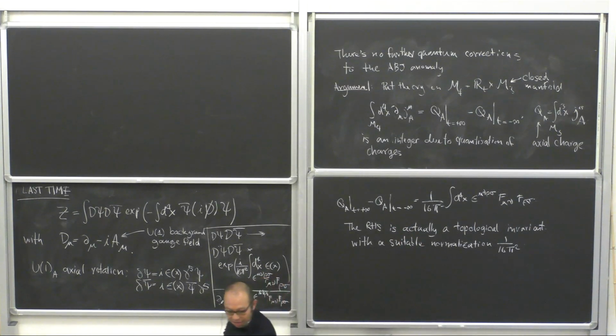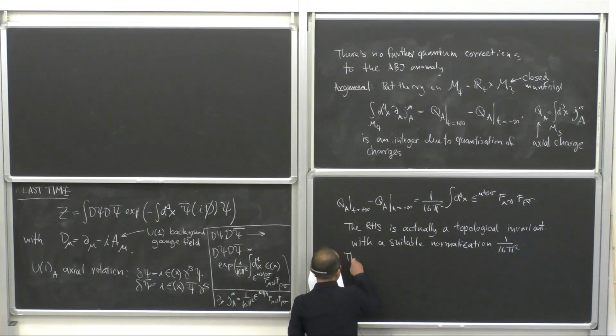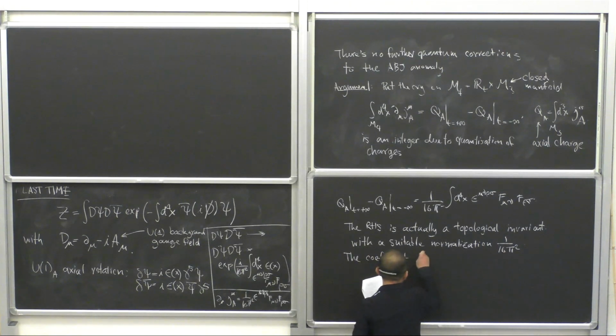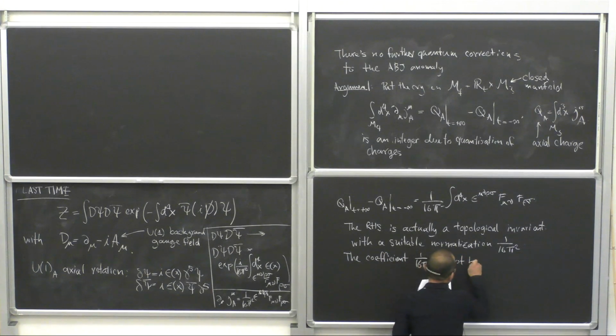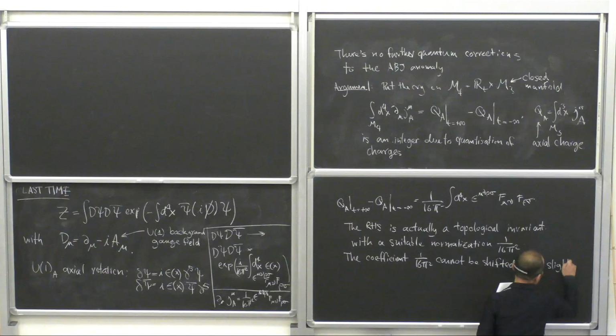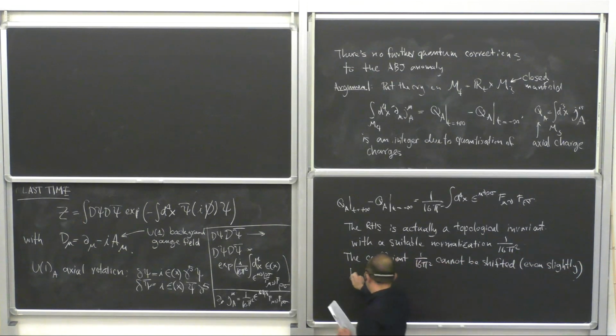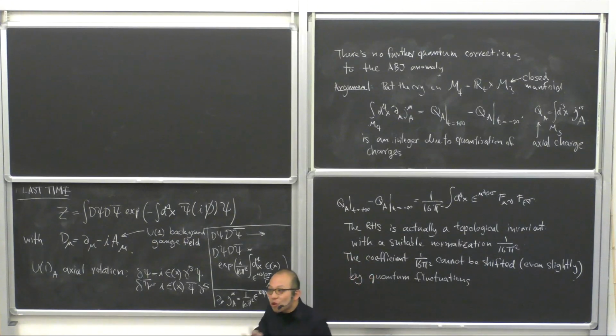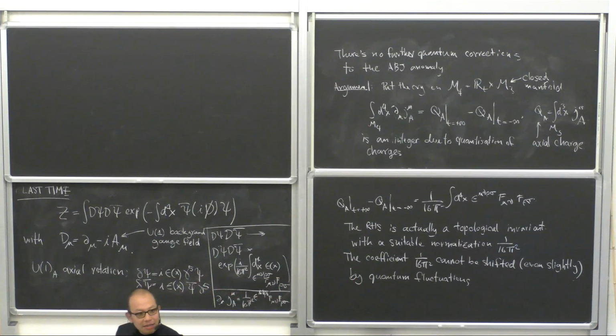So meaning that the coefficient 1/16π² cannot be shifted, even slightly, by quantum fluctuation. Because if you change this coefficient, it will no longer be an integer like the left-hand side. Is this clear?